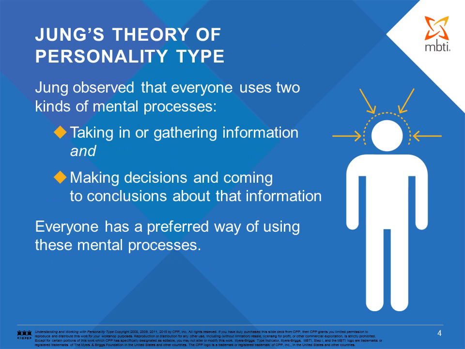As you may recall, the Myers-Briggs assessment is based on the research around personality type and the theory of personality type that Carl Jung developed in the 1920s. What Jung observed is that everyone uses 2 kinds of mental processes. The first is the taking in and gathering of information. And the second is how we make decisions or how we come to conclusions about that information. And Jung's theory was that everyone has a preferred way of using those mental processes.